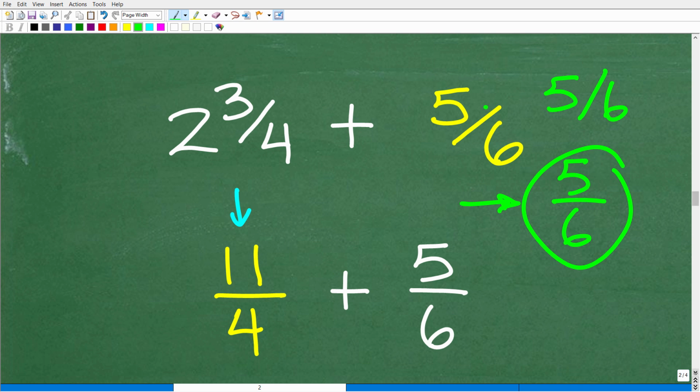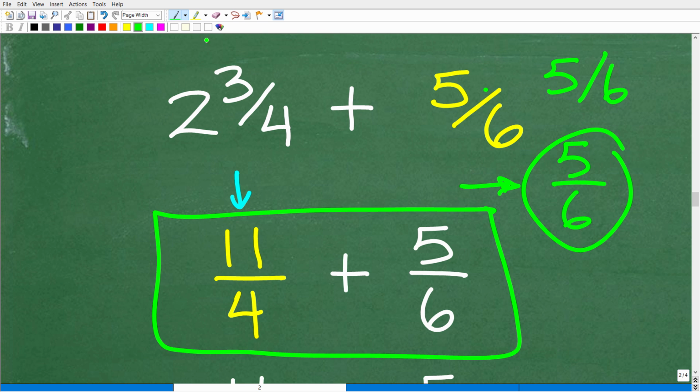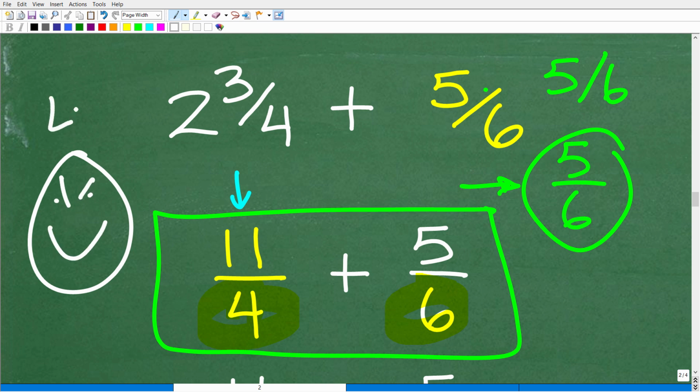Okay, so here is our problem, 11/4 plus 5 over 6. So we can see that the denominators are not the same, all right? So what do we do? Some of you might be saying, hey, Mr. YouTube Math Man, you got to find the LCD. Indeed, that's what we have to do. There's actually a little shortcut.